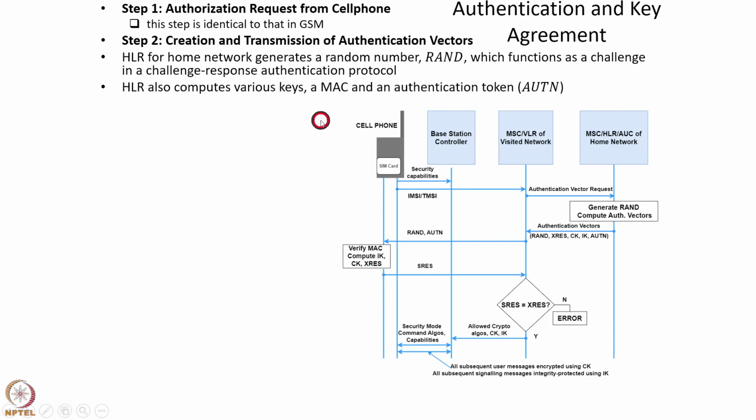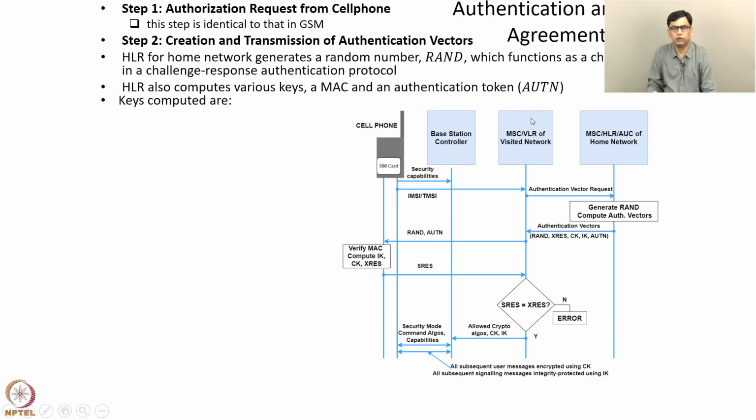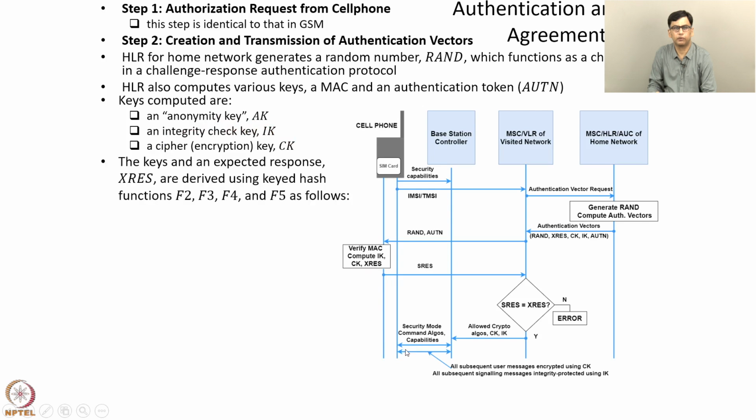The HLR also computes various keys, a message authentication code, and an authentication token, called AUTN. So the keys that are computed by the HLR are as follows. One is an anonymity key, or AK. We'll see the function of the anonymity key later. Then another is an integrity check key, or IK, that is used for protecting the message integrity of messages that are sent after the authentication process. And the third key is a cipher key or encryption key, CK. It is used for encrypting messages that are sent after the authentication exchange.